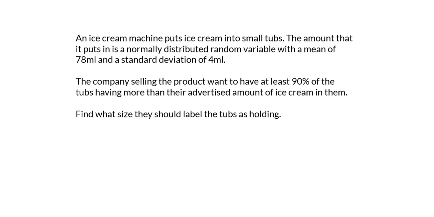An ice cream machine puts ice cream into small tubs. The amount that it puts in is a normally distributed random variable with a mean of 78 mils and a standard deviation of 4 mils. The company selling the product wants to have at least 90% of the tubs having more than their advertised amount of ice cream in them. So in other words, when they pick one at random, they want there to be a 90% chance of that having more than the advertised amount. So less than 10% being below that number. Find what size they should label the tubs as holding.